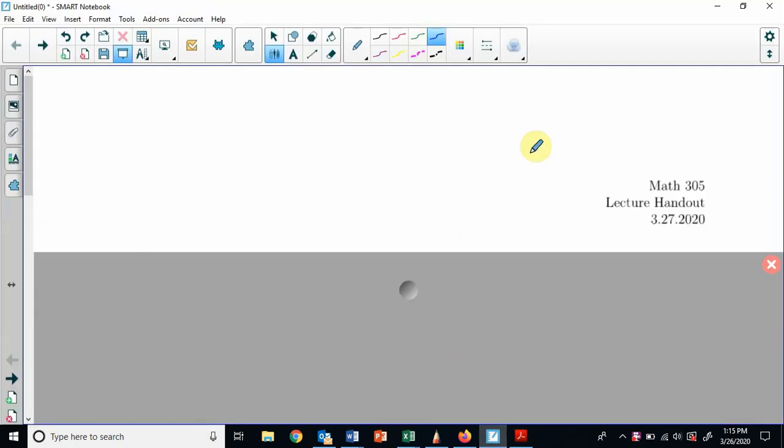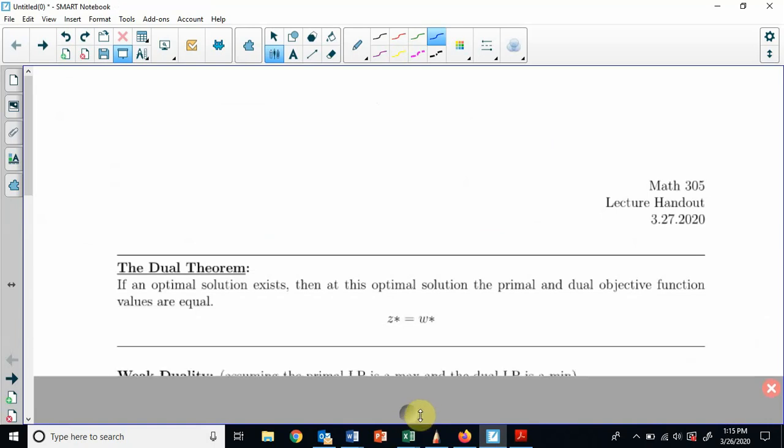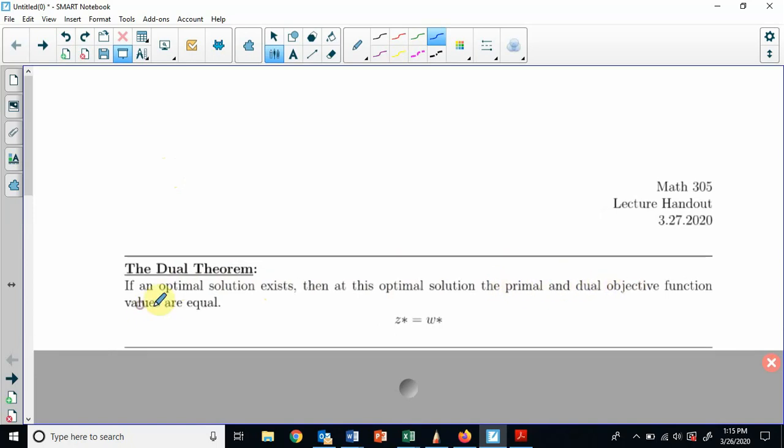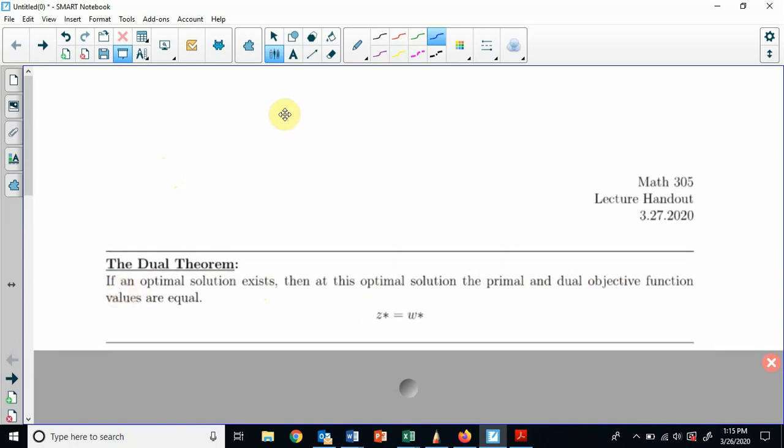So I have a handout here that has a lot of this information. The very first thing is what we ended on last time. It's called the dual theorem. Some people call it strong duality. It says if there is an optimal, if it does exist, which is once again an important thought, then at the optimal, the primal and dual objective function values are going to be equal, right? And we saw that last time, that they will be equal. The z and the w were in fact equal.